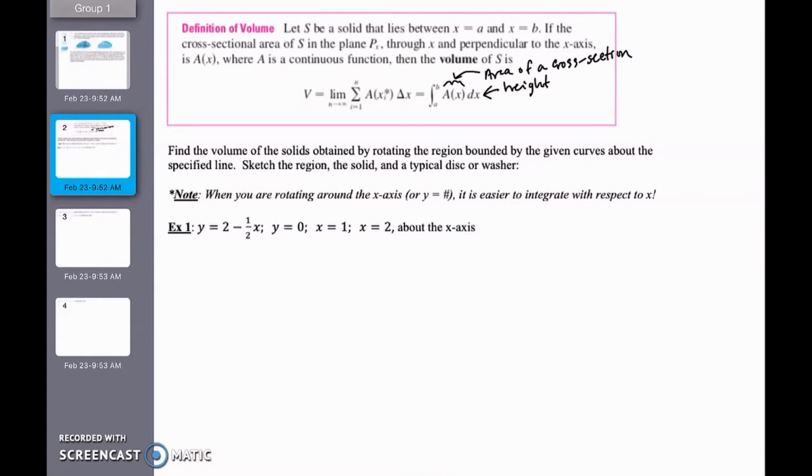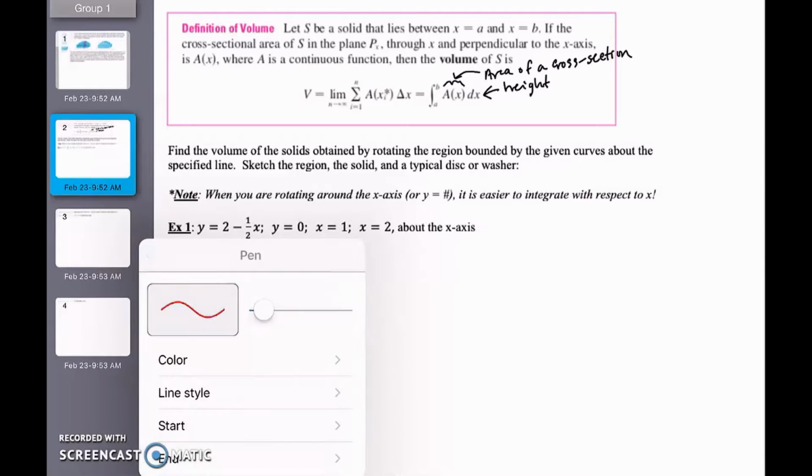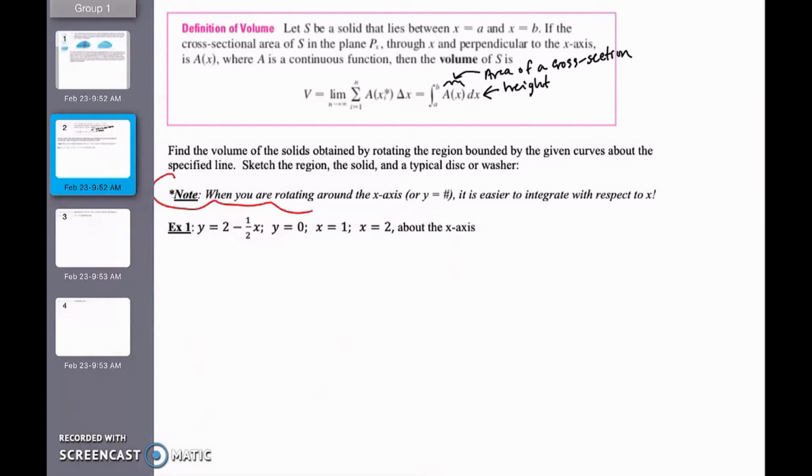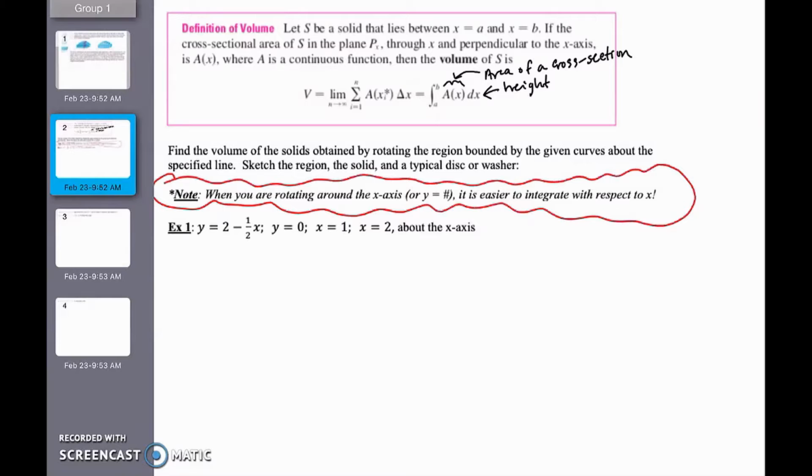Now I have this note here that I want to call attention to because we're going to see it both ways. We're going to see where it's rotated around the x-axis and where it's rotated around the y-axis. We'll do it both ways and you'll see. But in this case, we are rotating about the x-axis, so it's going to be easier to integrate with respect to x, which is what we're used to doing. If we are going to integrate with respect to y, it's no different. It's just a change in variable, a flip in perspective. But again, we'll do an example like that in a little bit.